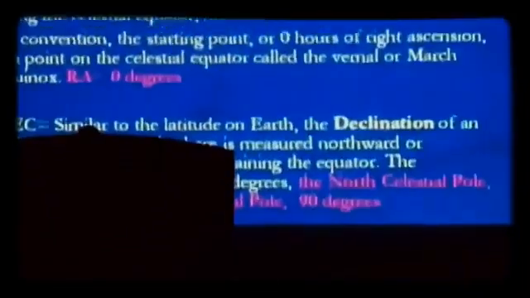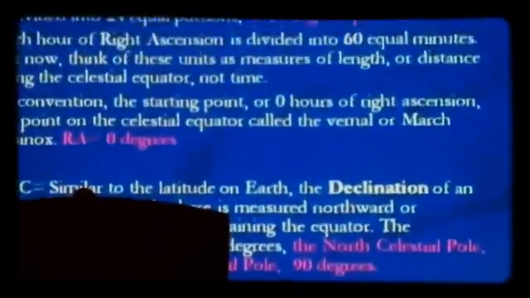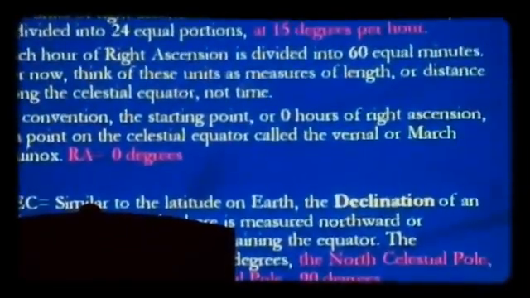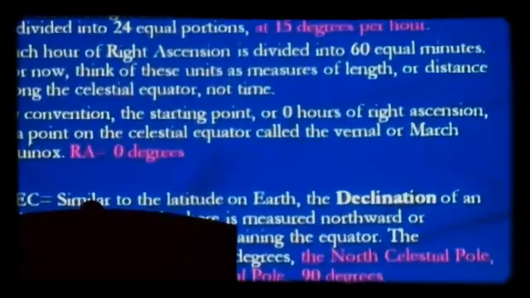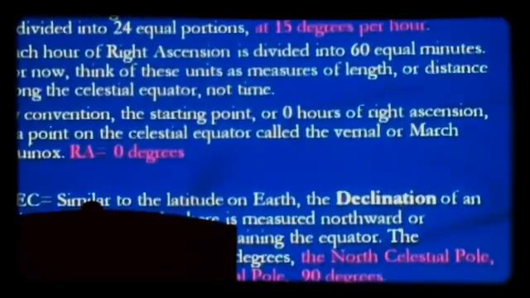That declination is going to be similar to the latitude on the Earth. The declination of an object on the celestial sphere is measured northward or southward from the plane containing the equator. The declination of the equator is 0 degrees. The north celestial pole is plus 90 degrees, and the south celestial pole is negative 90 degrees.